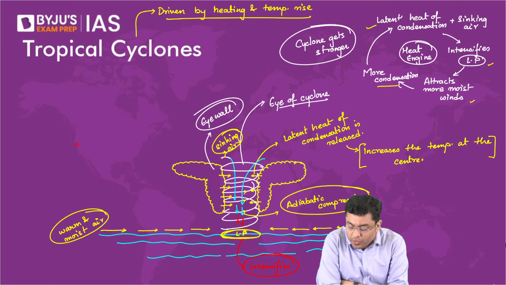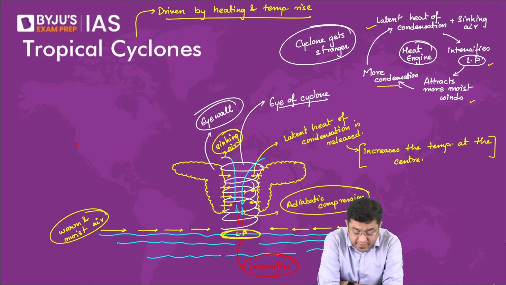Does anticyclone then cause any rainfall? Absolutely not. Why will the anticyclone cause rainfall? It is a region of high pressure.